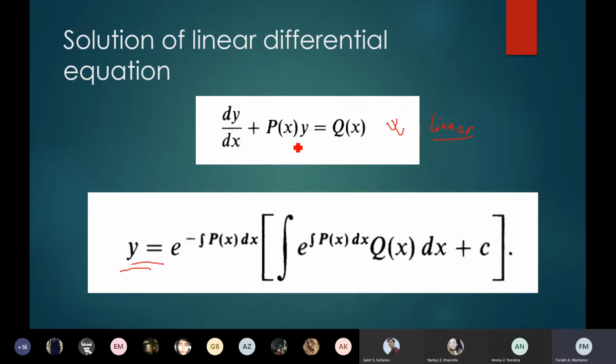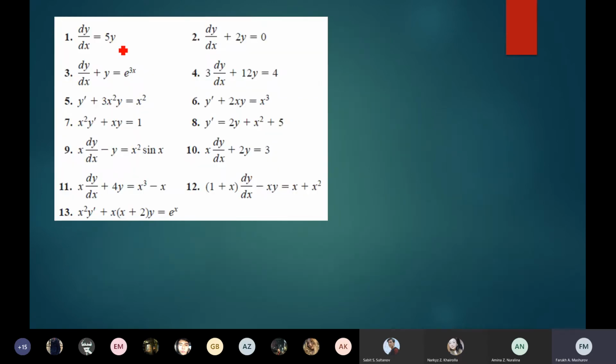So as you see here, we have e to the power minus integral of p(x). This p(x) comes here, in the integral, and also here. If we have a sign here, we don't have a sign there, and we need to multiply by q(x), and after that we take the integral by x, plus c, all of them in brackets, and you need to multiply by this factor. Okay, so let's solve the first differential equation by this algorithm, guys.